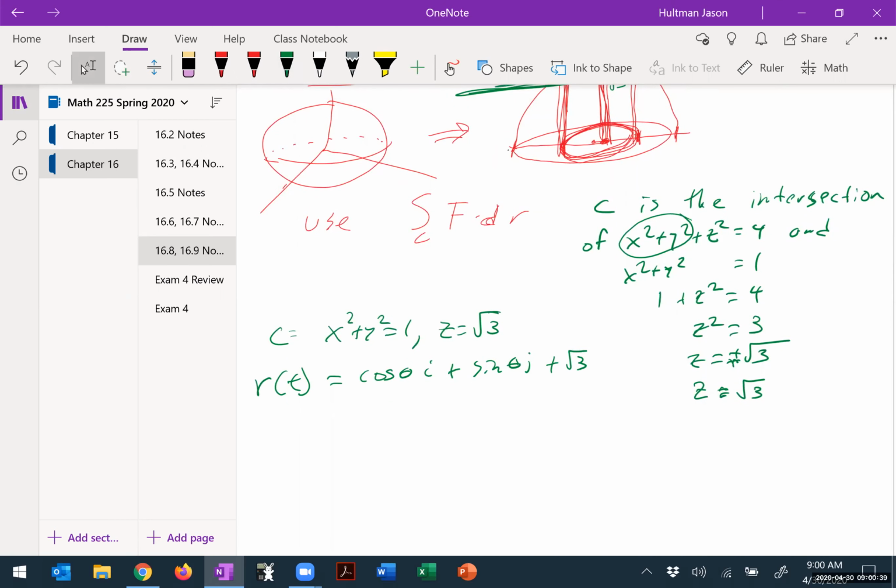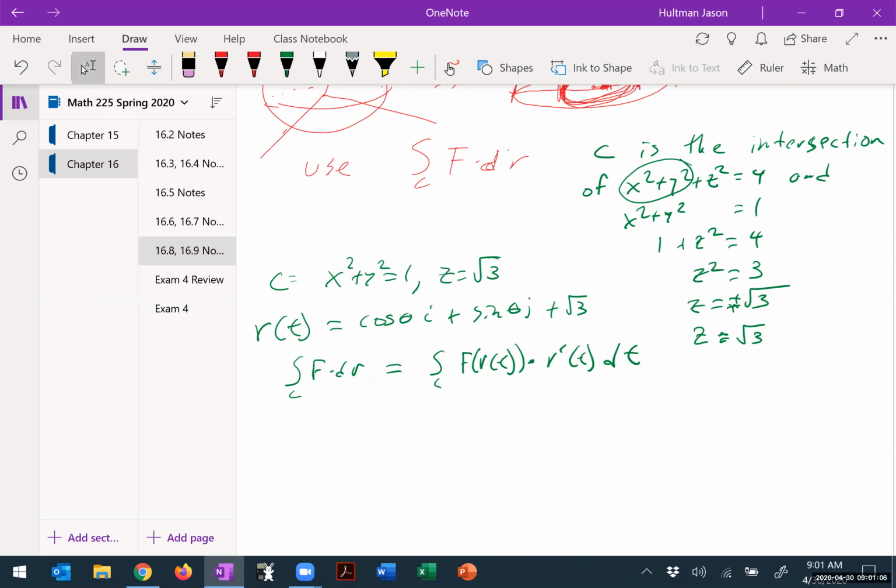So remember, what's the goal here? The goal here is that we want the integral of F dot dr to be equal to the integral of F of r of t dotted with r prime of t dt. That's the goal here. So if we can parameterize this, or in our case, this is r of theta, we're going to just replace these t's with thetas in this case.